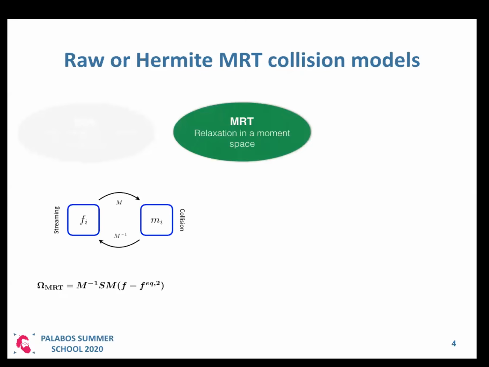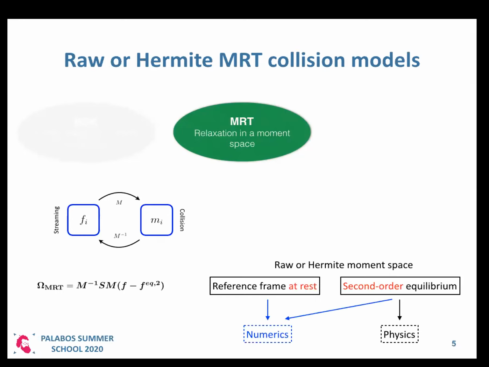Then there is a second type of collision model that is based on multi-relaxation times. The main idea here is to relax every moment in a particular moment space so that you will be able to increase at the same time the physics, because you will be able to control more moments, as well as the relaxation, which will eventually help you improve the stability.